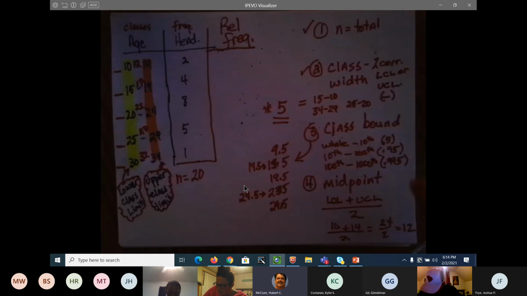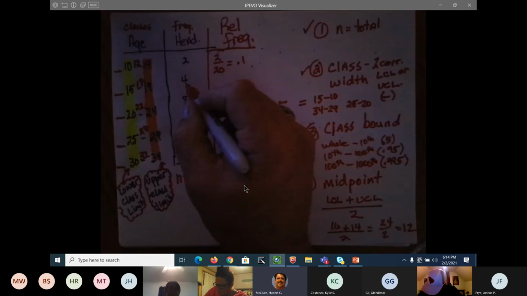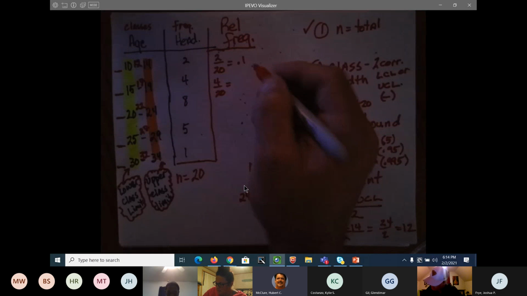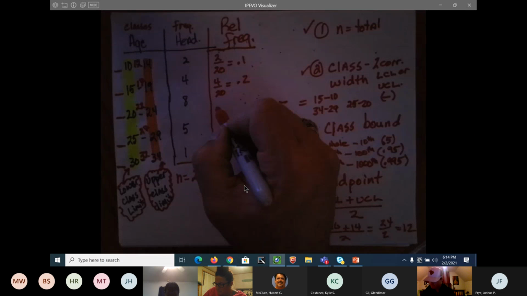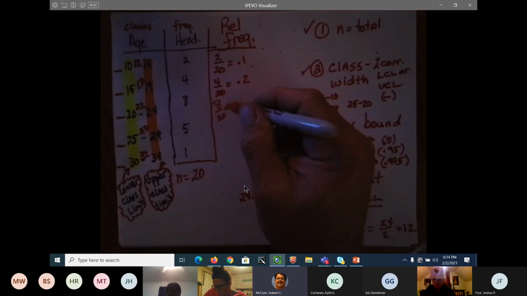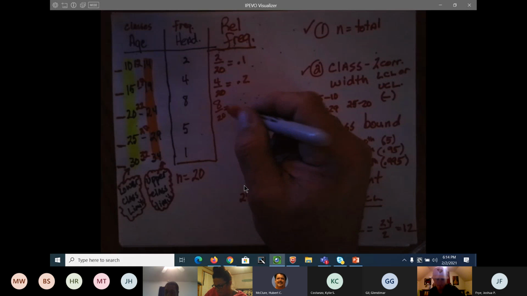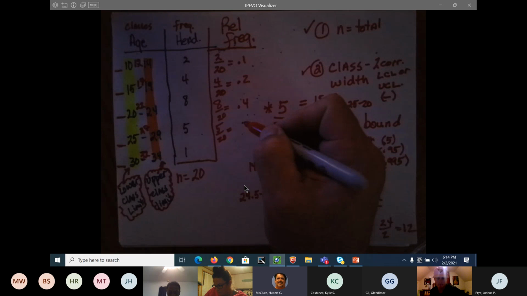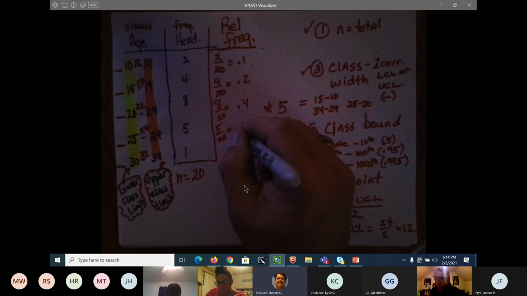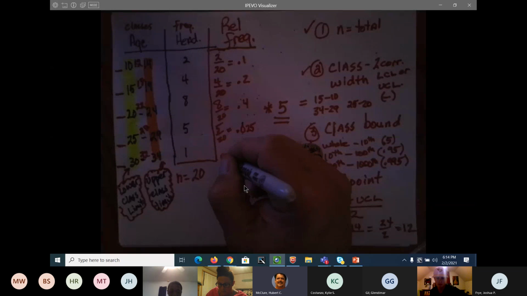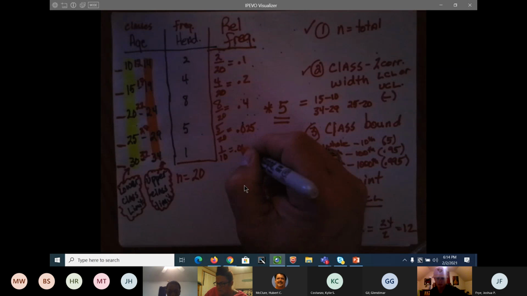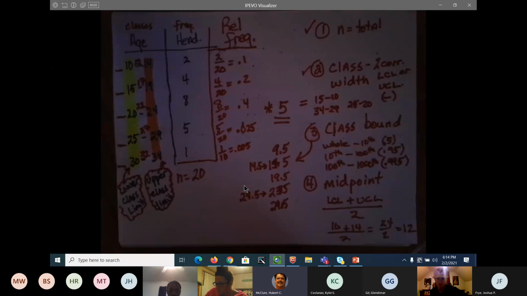2 over 20, which is equal to 0.1. 4 over 20, that's 0.2. That's real nice. 8 over 20, let's see, that's going to be 4 over 10. That's 0.4. 5 over 20, that's 0.025, isn't it? Somebody help me out there. And 1 over 20, which is 0.005. Somebody check my math on those. 0.25. And those are your relative frequency. Check my math, please, with your calculators. The 5 over 20 is 0.25. I put an extra 0 in there. I'm sorry.